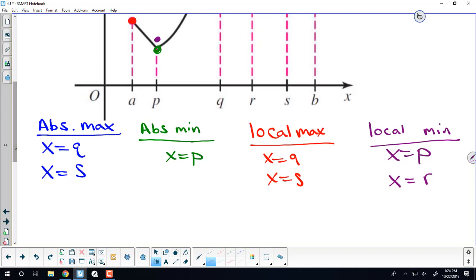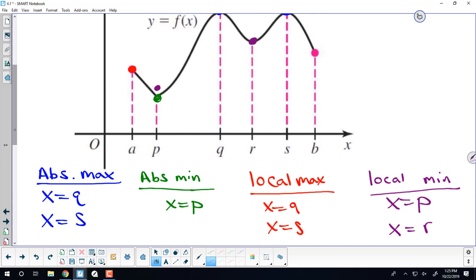Also notice here that we had an absolute max at q and s, but that also was a local max at q and s. So the local maximums and minimums could also be an absolute maximum and minimum. And that's why we have to take the detour and talk a little bit more in detail about local max and local mins and how to find them. Because if we're given a particular function and it says find the absolute maximum and minimum of this function, then we've got to know how to locate locals as well, because sometimes they are absolutes. Any other questions on this example?